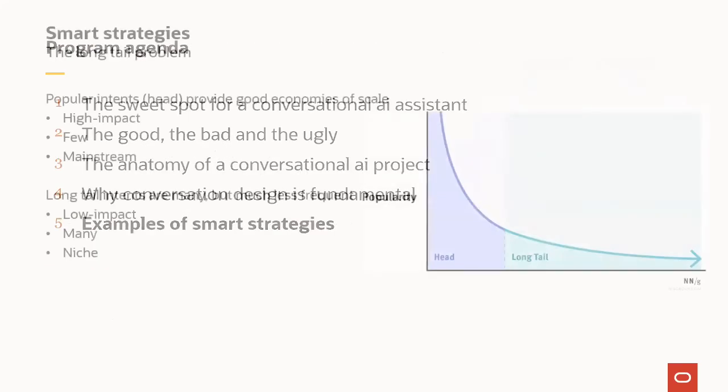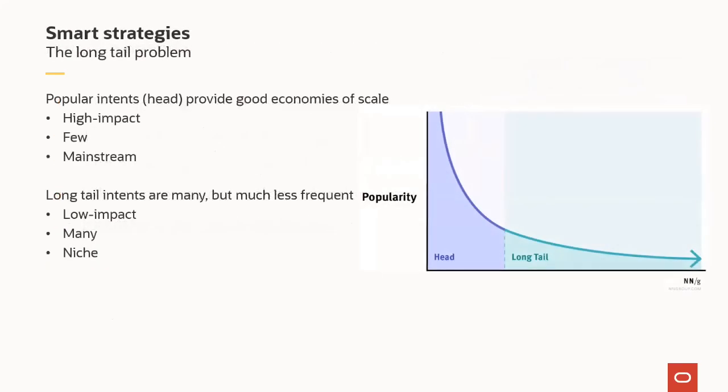So let's wind up with a couple of examples of smart strategies. One of the key strategies is what we call dealing with a long tail problem. I mentioned that FAQs are a really good use case. And of course, Artie is an FAQ bot. So let's focus on Artie. Artie can answer about 350 questions, 350 intents.